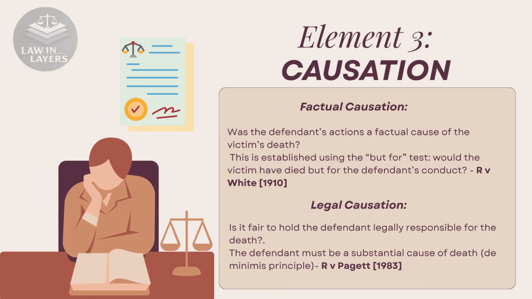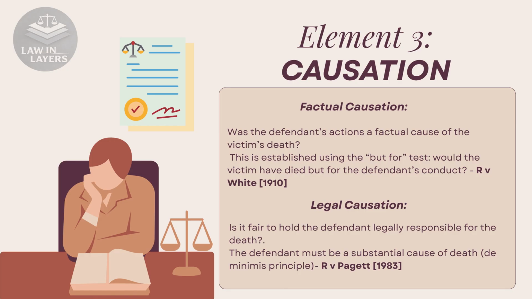In this case, the defendant attempted to poison his mother, but she died from a heart attack before the poison could take effect. Therefore, but for the defendant's actions, she still would have died, meaning he was not the factual cause of her death. Legal causation considers whether the defendant was a substantial cause of the victim's death. This is established using the de minimis principle.